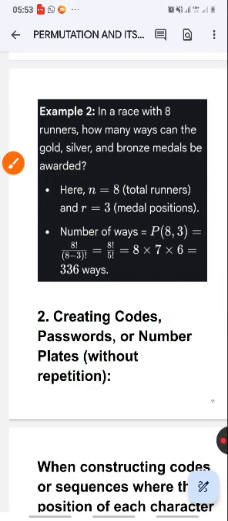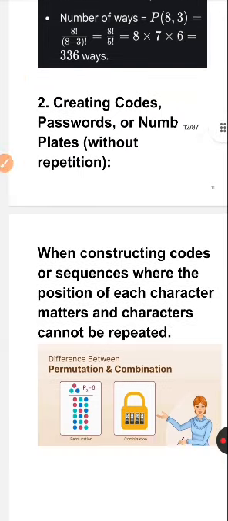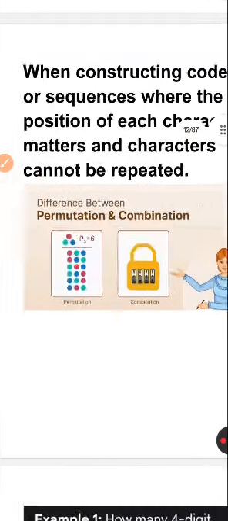And also another application of permutation is creating codes, passwords, numbers without repetition. Once again, without repetition. No number is repeating before you can apply this concept or this formula that we are using. Now, let's consider this example.